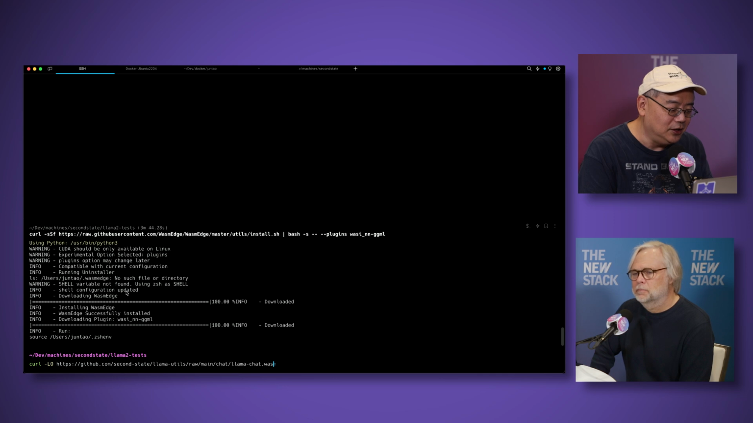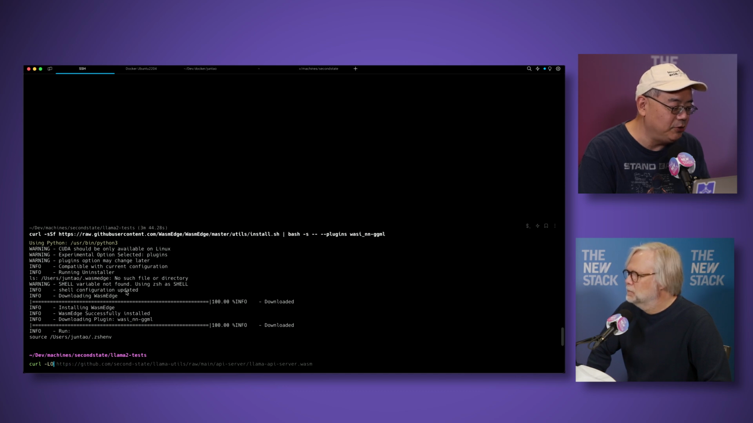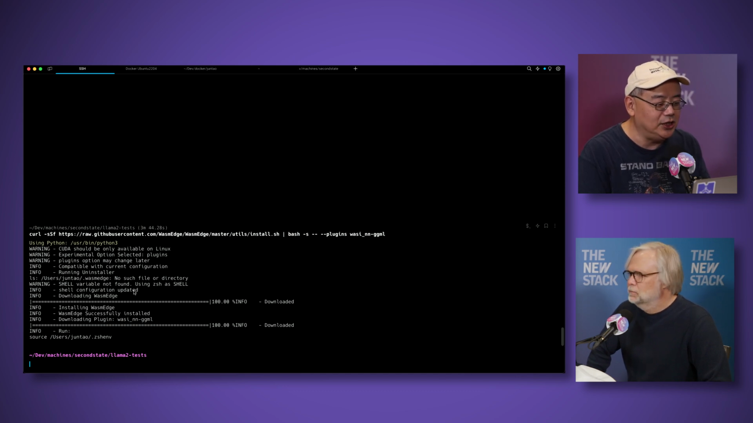So I've downloaded all this. I've downloaded the large language model and the Wasm application and installed WasmEdge. That's all three steps. That's all you need. And now we can do the inference.